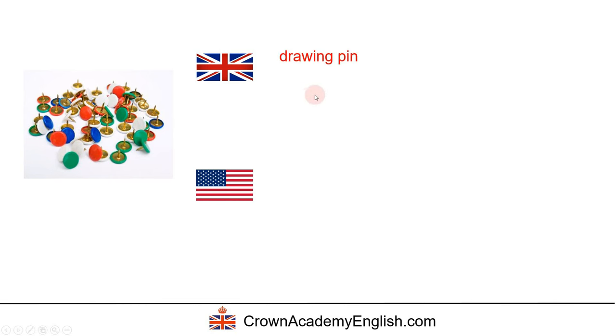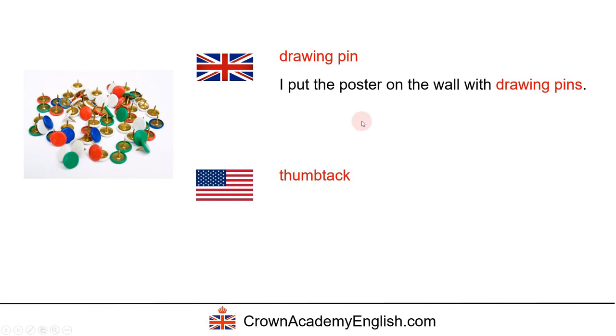In British English, we call these drawing pins. So each one is called a drawing pin. And in American English, this is called a thumbtack. A thumbtack. So a very, very different word. Example, I put the poster on the wall with drawing pins. And in American English, I put the poster on the wall with thumbtacks.